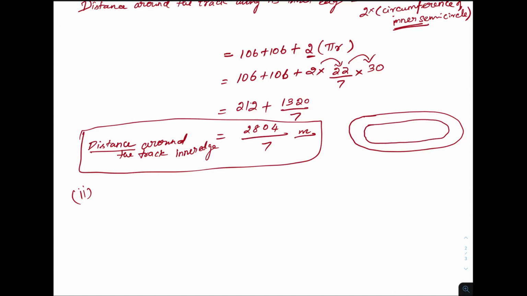So you can see here, which is the area here? This is the area of the track. We need to find the area of a track. So how to find the area of this track?